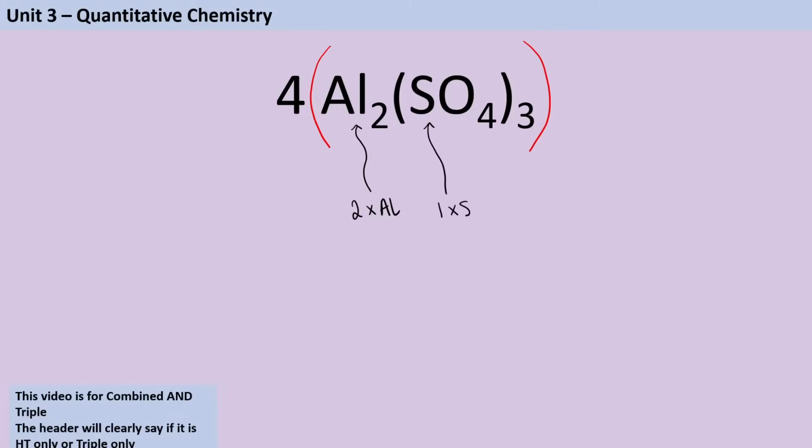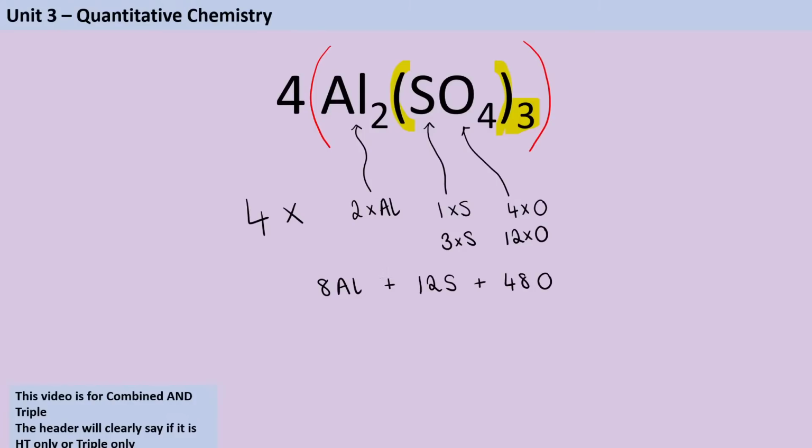Then inside the bracket, we've got 1 sulfur atom and 4 oxygen atoms. And then that bracket covers all of that. If the little 3 was just next to the oxygen, it would just apply to the oxygen. But because of the brackets, it applies to everything in the brackets. So that's going to mean I've got 3 sulfur and 12 oxygen. And then we said that the 4 at the front applies to everything. So that would therefore give us 8 aluminium, 12 sulfur and 48 oxygen.